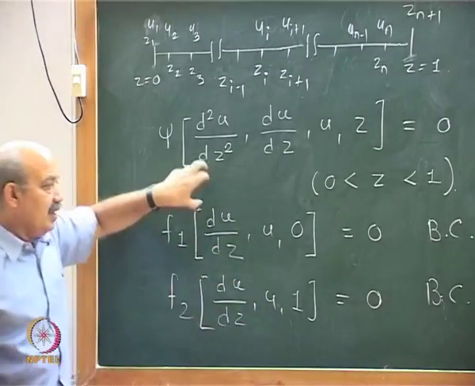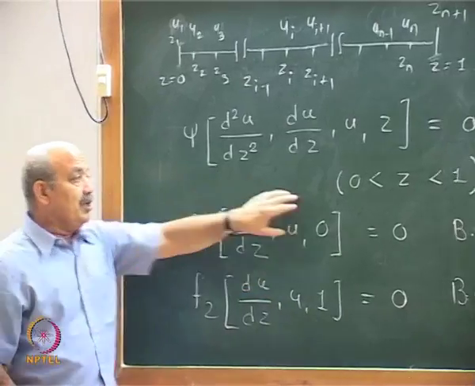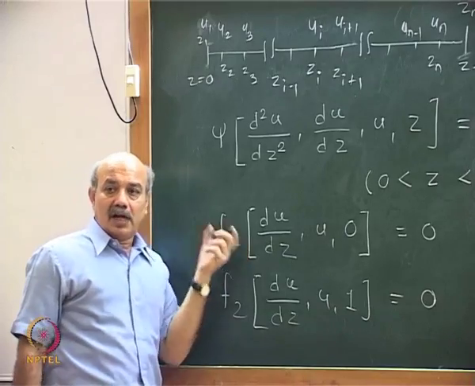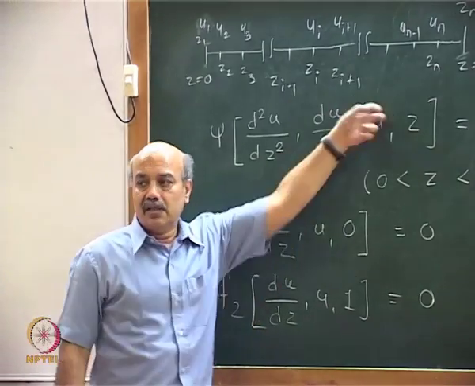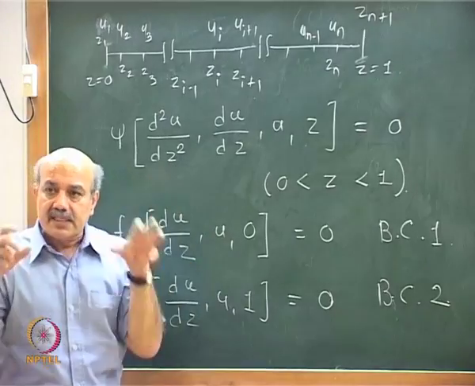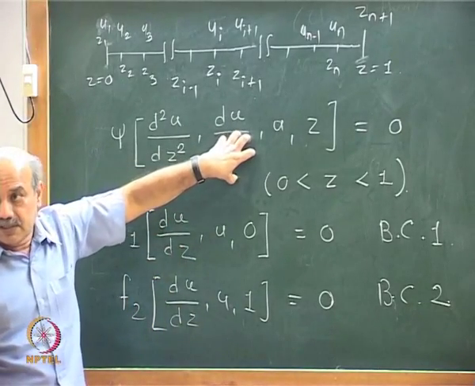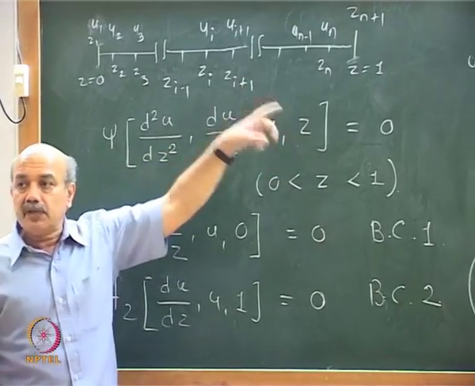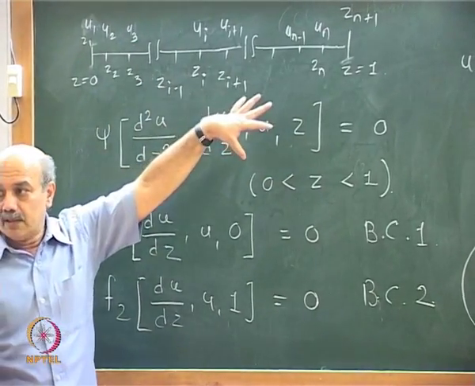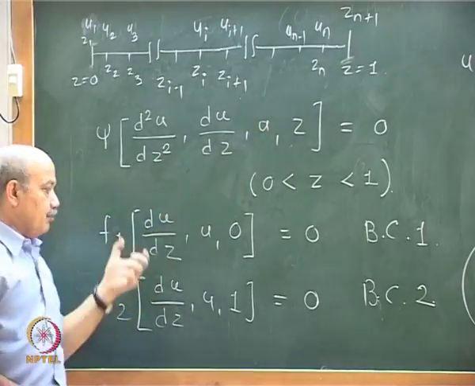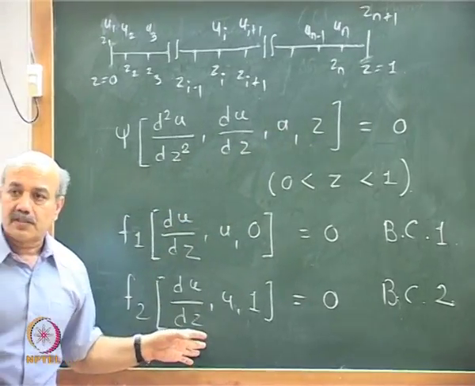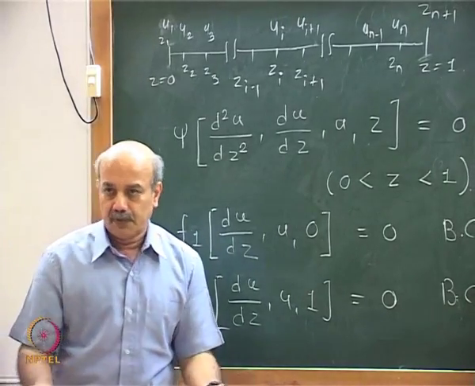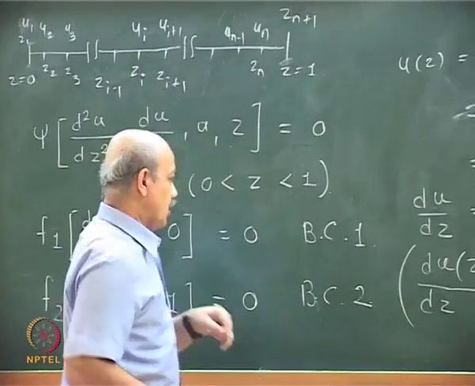This should hold inside the domain. At the boundary points, what should happen? This equation should hold at the first boundary, and this equation should hold at the second boundary. So enforcing this equal to zero at each of the collocation points will give you a set of equations, plus these two will give you two more equations. We'll have the number of equations equal to the number of unknowns, and then we are going to solve it. So now let's embark upon solving the problem.